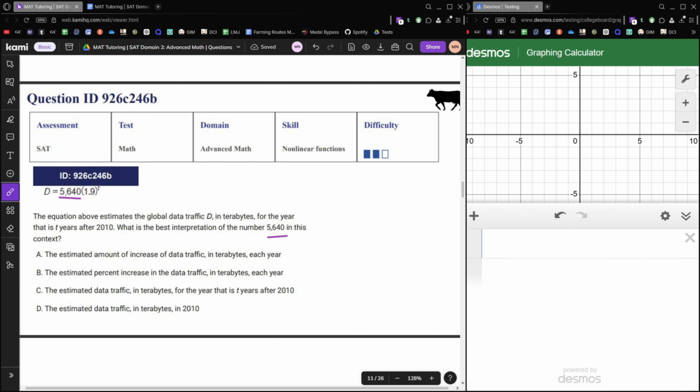If we quickly scan through our answer choices, we know it's not the amount of increase or the percent increase, so it can't be A or B. And it's not going to be T years after 2010, it's going to be in that first year, not a certain amount of years after, which means our only answer would be D.